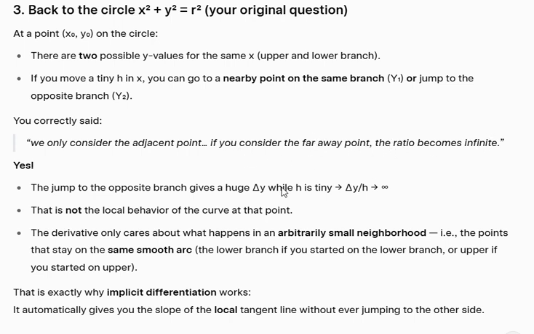The ratio becomes infinite. The jump to the opposite branch gives a huge delta y. That is, h is tiny, and delta y over delta h tends to infinity. Therefore, if you want to find out the derivative at that point, we should choose a neighborhood point around that point.